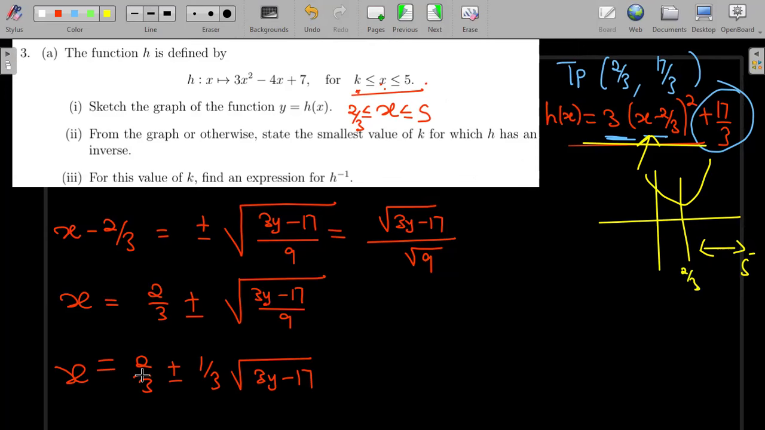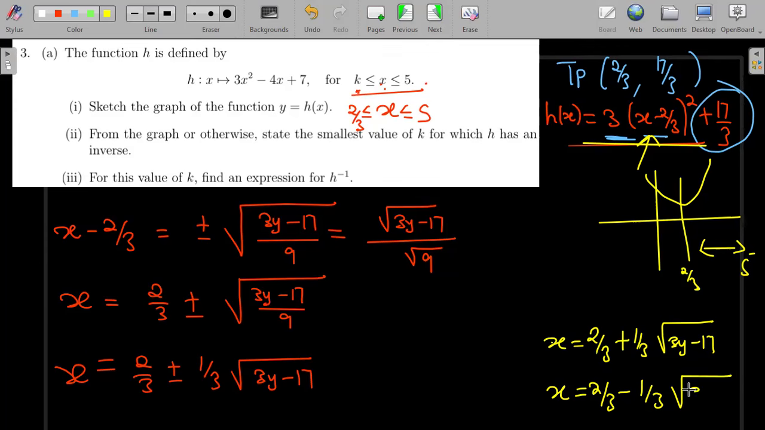So from this expression here, I'll get two values of x. I'll get x equals 2 over 3 plus 1 over 3 root of 3y minus 17, or I can get x equals 2 over 3 minus 1 over 3 root of 3y minus 17. So this is what I get. Now, which one are we going to choose to be the inverse for the domain that starts from this side and goes this side?